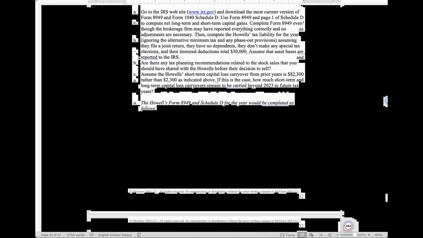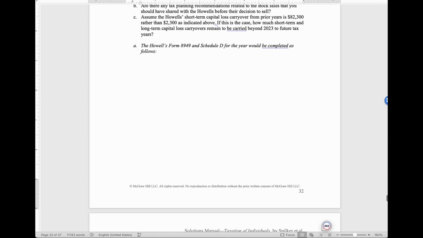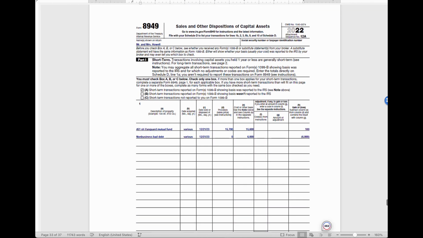Our problem. So in Part A that we had to complete, we are looking to complete the Form 8949 and we're going to use the Schedule D. So let's scroll down to C. And again, the form will be in your Connect.